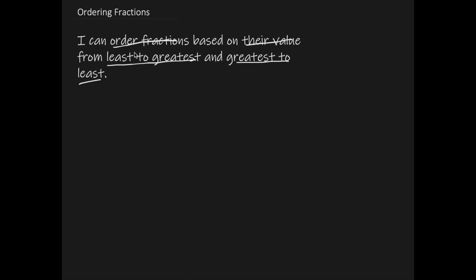Ordering fractions is the lesson, so if I explain that now, I'm just explaining the lesson, so I'm not going to explain that. Their value is how much they're worth. From least to greatest is like smallest to largest, small to big, and greatest to least is vice versa. It's big to small. There wasn't really much to explain, so we're just going to go ahead and get started.